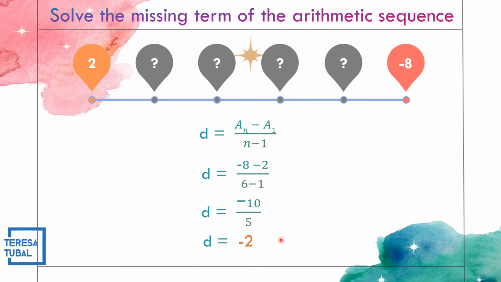If the common difference is negative 2, let us see what the value of the second term could be. 2 minus 2 is equal to 0. Third term, 0 minus 2 is equal to negative 2. Negative 2 minus 2 is negative 4. Negative 4 minus 2 is negative 6. If we check the last term, negative 6 minus 2 is negative 8. So the missing terms of this arithmetic sequence are 0, negative 2, negative 4, and negative 6.